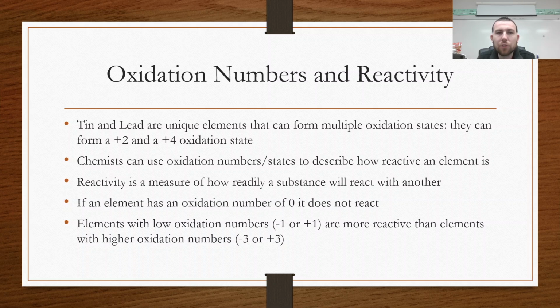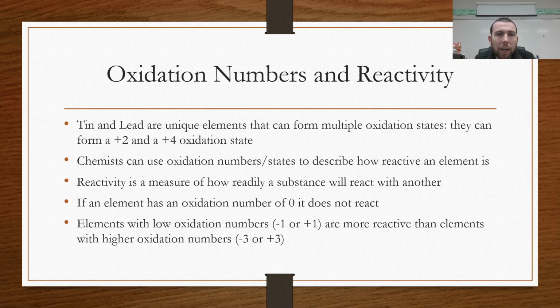Now, for us as chemists, we use oxidation numbers and oxidation states to tell us how reactive an element is. That's essentially what an oxidation number tells us, how reactive an element is. And as we've seen, reactivity is a measure of how readily one substance will react with another. Now, if an element has an oxidation number of 0, think about our noble gases, what that's communicating to us is that those elements are not going to want to react. They don't react with other substances.